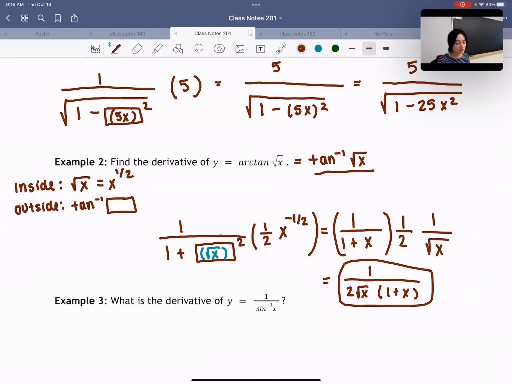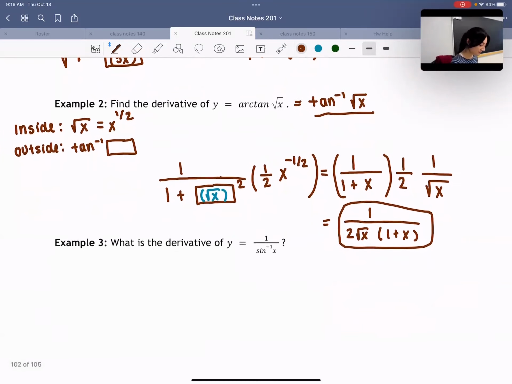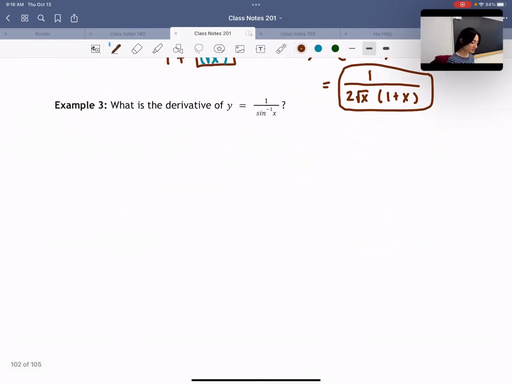Okay, yeah, you can do anything to this. This is probably what I'd look for as an answer, but if you have something equivalent to it, that's totally fine. Okay, let's do this example here, which is a little bit confusing. Okay, and I'll show you why.